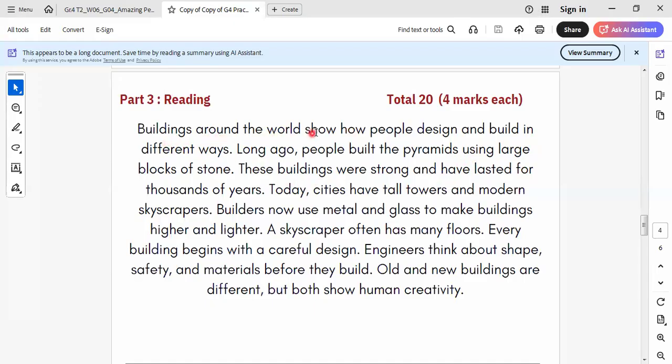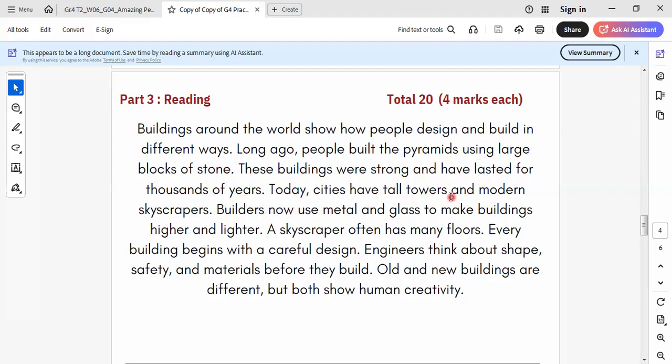Buildings around the world show how people design and build in different ways. Long ago, people built the pyramids using large blocks of stone. So here we talk about the pyramids and how the people used blocks of stone to build these buildings. These buildings were strong and have lasted for thousands of years.